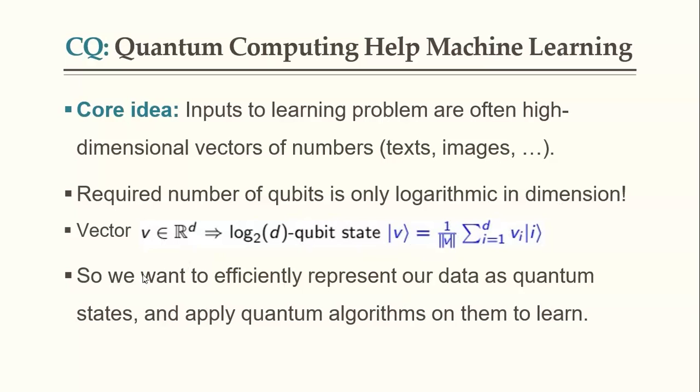Here modulus of v is the norm of the vector we used for normalization. This summation of i equal to 1 to d vi |i> means a quantum superposition of the basis states |i> with coefficient vi, derived from the vector components.